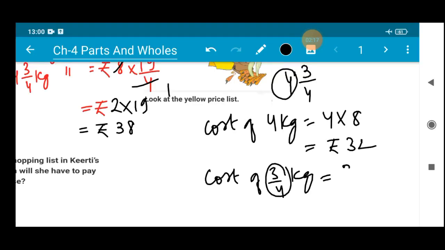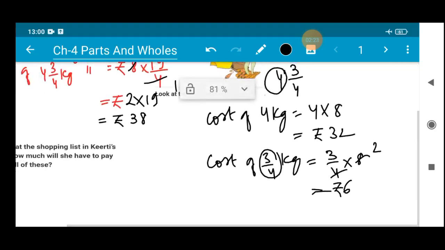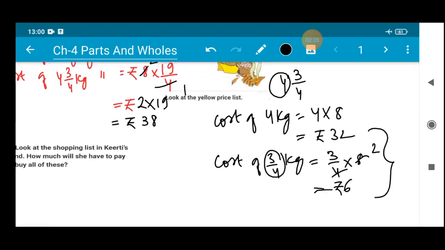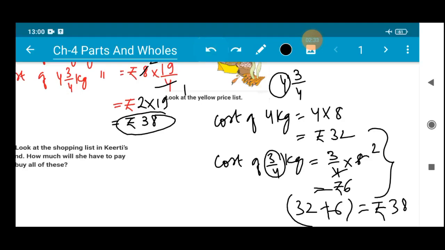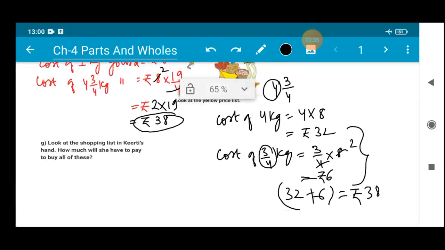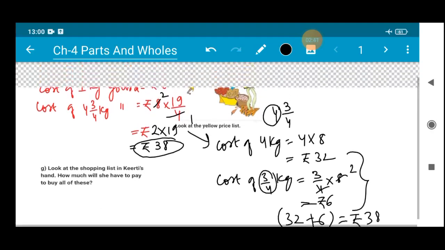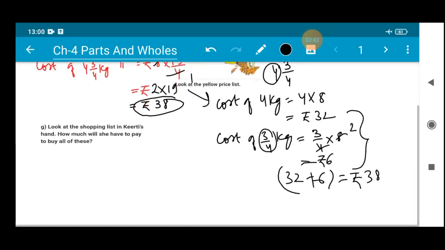It is 3 by 4 into 8, 4 2s are 8, it is 6. So if I add these two values, then I'll be getting 32 plus 6, which is rupees 38. So we get 38 in both cases. So you can split the value like this. If you don't want to convert this mixed fraction into an improper fraction, you can do it in this method also. Whichever you feel is easy, you can do that.